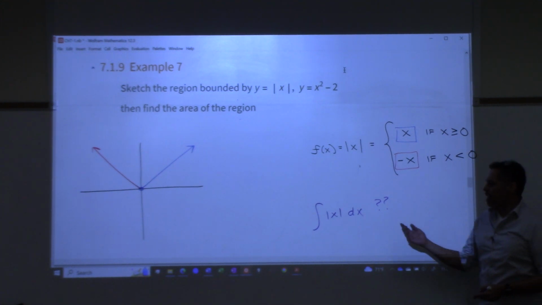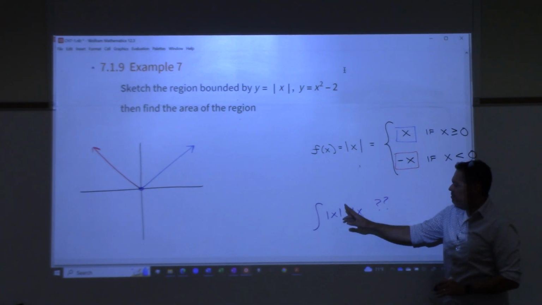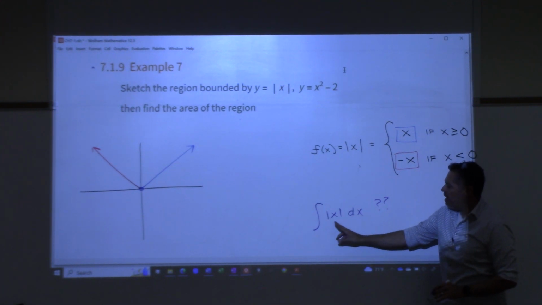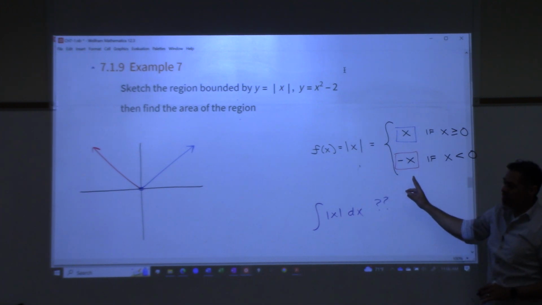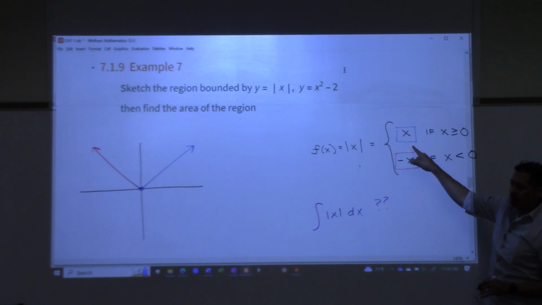So the way that we get around having to worry about this, because absolute values make things pretty complicated, is we realize that that absolute value is a piecewise function, and then depending on where we are, we can talk about the antiderivative.